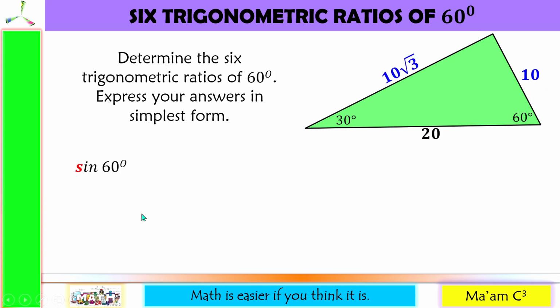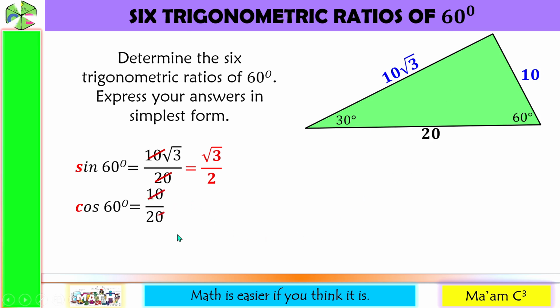Let's proceed. Sine 60 degrees. Sine again is opposite over hypotenuse. So 10 square root of 3 and 20, 10 and 20 can be simplified. That is 1/2, so I have square root of 3 over 2. Next one, cosine 60. Cosine is CAH, adjacent over hypotenuse. 10 and 20 again can be simplified, and that is 1/2. Tangent 60 degrees. Tangent is TOA, so we have opposite over adjacent. 10 and 10 will cancel out. Square root of 3 over 1, or simply square root of 3.